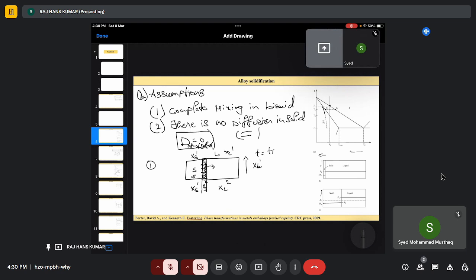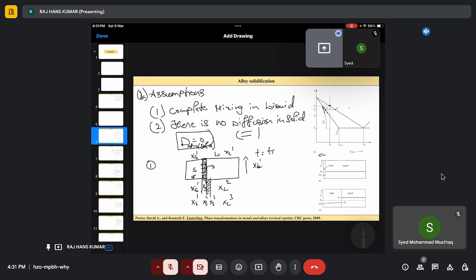So some part is going to get rejected, right? So that's what happened. Now again this part is going to solidify. So after XS1, XS2 we will have XS3 and they will have XL3. That means the liquid concentration keeps on increasing and the solid concentration also keeps on increasing, but it will not have an equilibrium concentration like here.